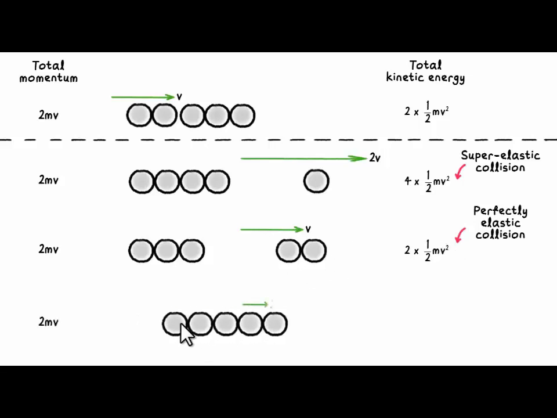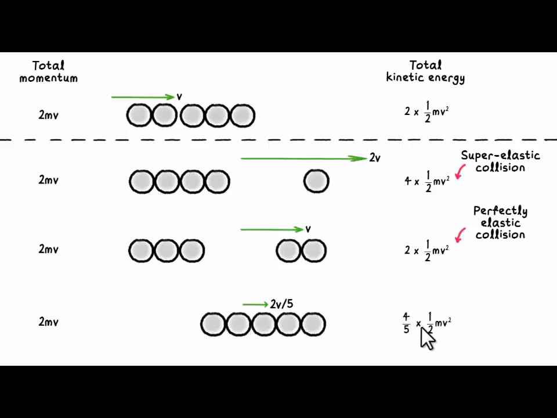Why wasn't the outcome of the collision 5 balls leaving at velocity 2v over 5? Again, this outcome satisfies the principle of conservation of momentum. If we look at the final kinetic energy, however, it is going to be 5 times half m bracket 2v over 5 squared, which works out to be 4/5 of half mv squared. This is called an inelastic collision because the kinetic energy decreases after the collision.